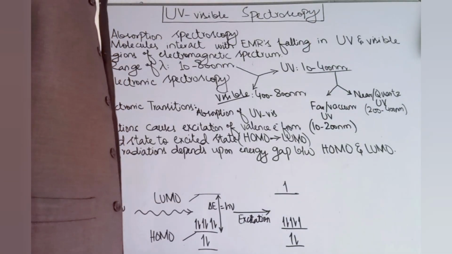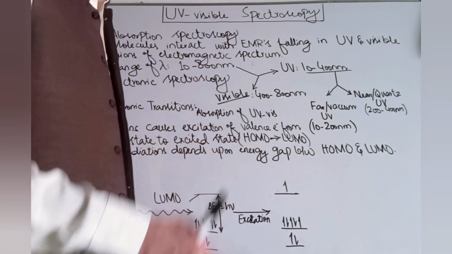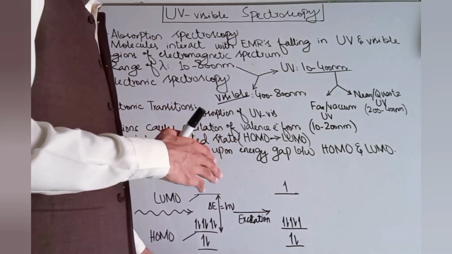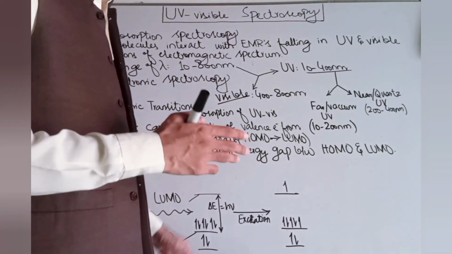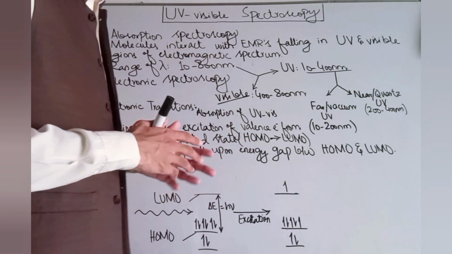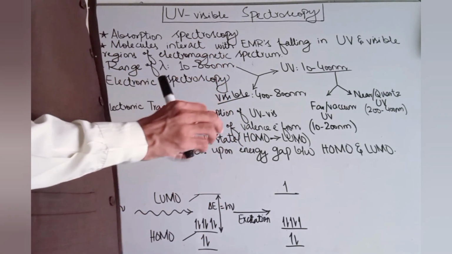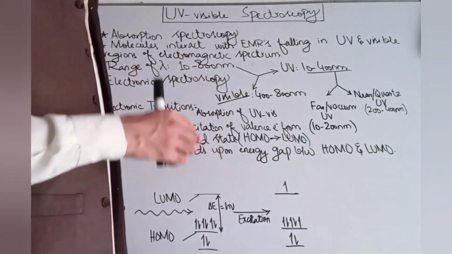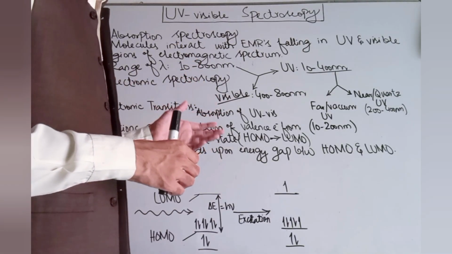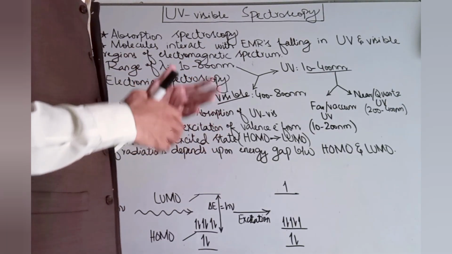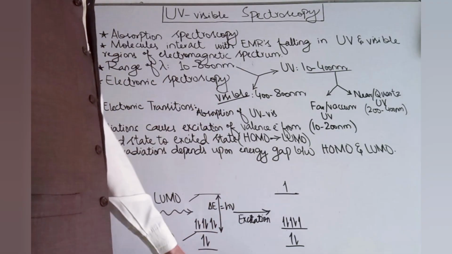The other one is the near or quartz UV region. That ranges from 200 to 400 nanometers, and it's also known as the quartz UV region because, as you know, quartz is a type of material that is used to make the sample holders or the cuvettes that are used in the instrument.